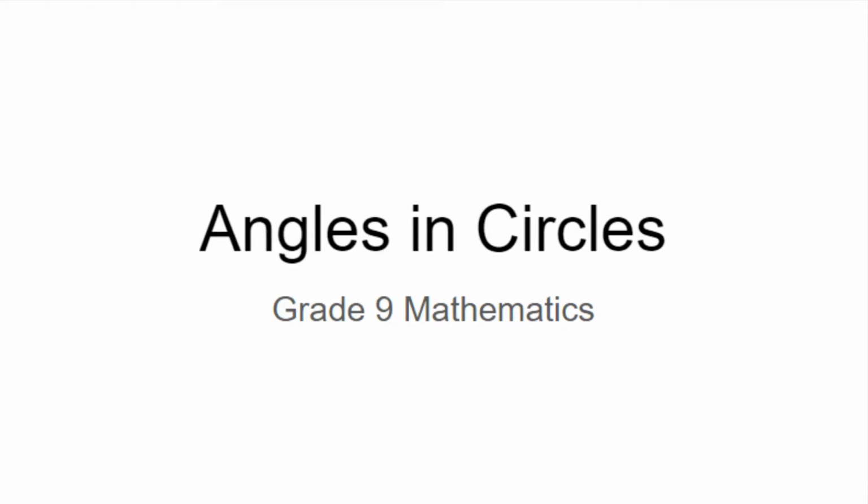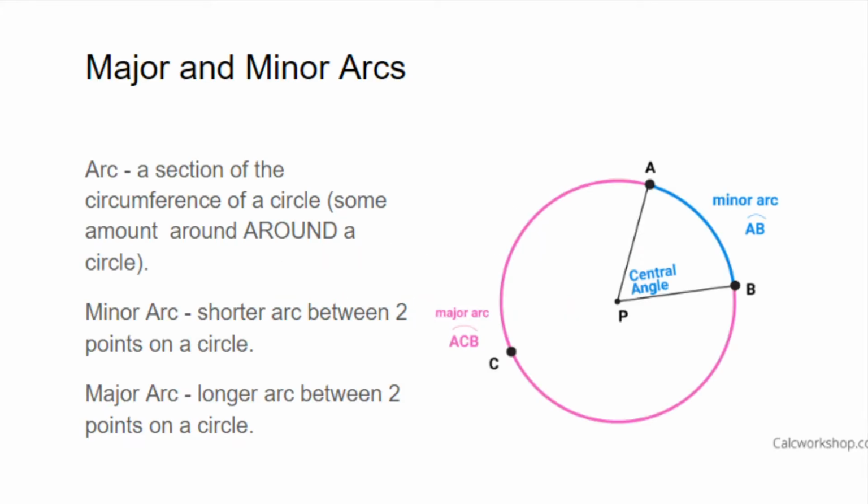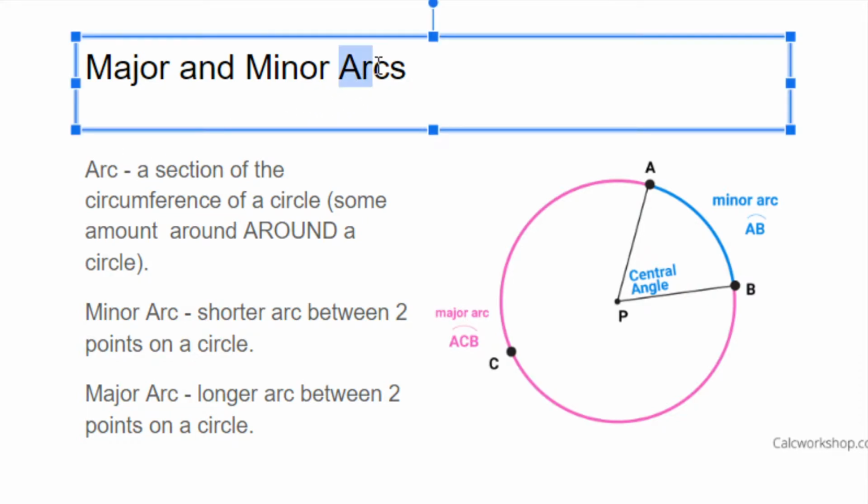Okay, everybody, today we're going to start our last chapter in the circle geometry unit, and we're going to tackle angles and circles. I think this is by far the most confusing part of this unit, so if you do need help, let me know. First, we've got to get into a bunch of vocabulary that you might not be familiar with. So the first thing we're going to learn is major and minor arcs, and the term arc is a section of the circumference of a circle, which in plain English is just some amount around a circle.